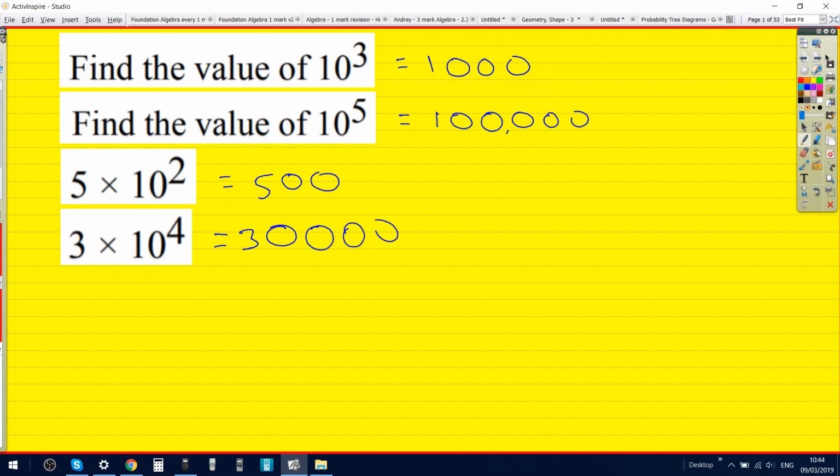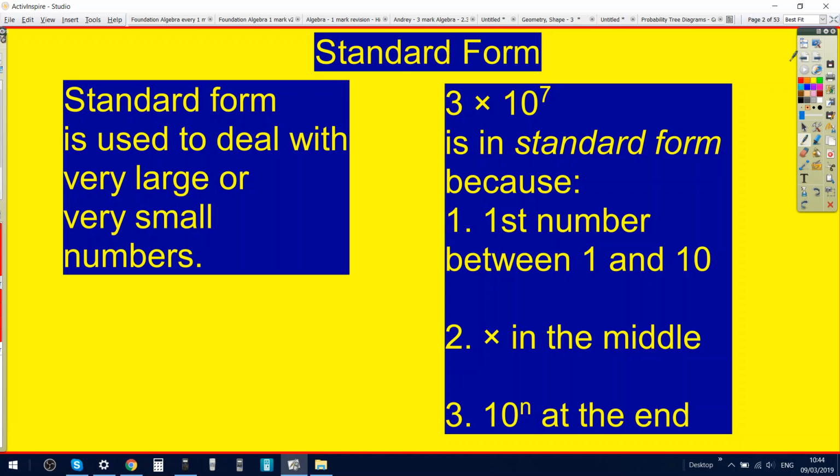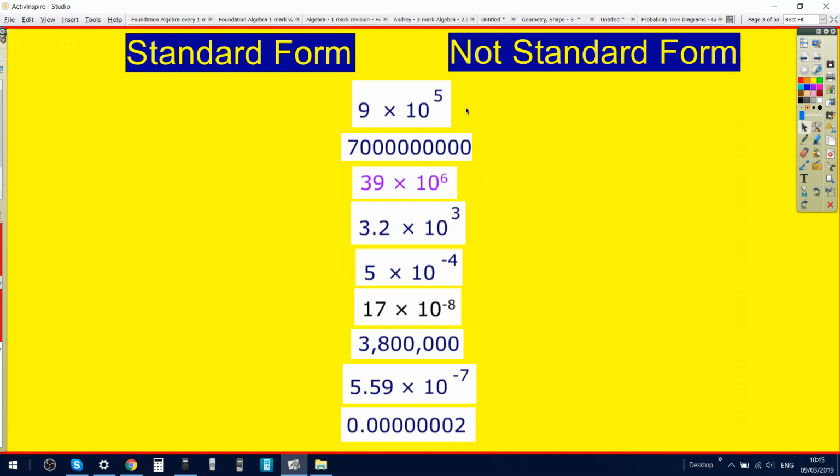Yep. Okay. So standard form always looks something like this. The first number has to be between 1 and 10. That's the tricky part. Okay. Times in the middle, and then 10 to the power of something. So first number has to be between 1 and 10. Okay, standard form or not?